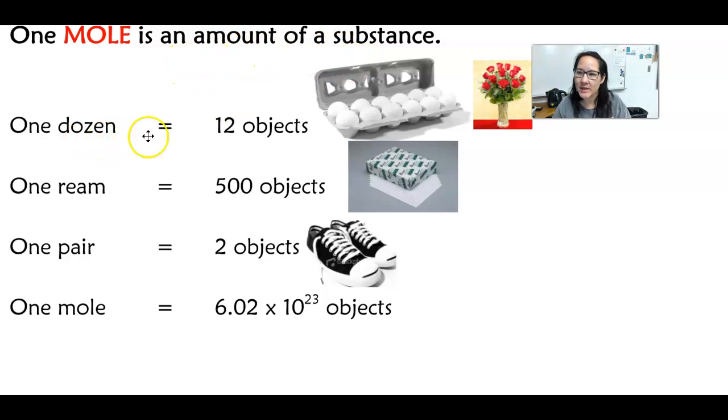Just like 1 dozen is 12 of an object, like a dozen eggs, 12 eggs, a dozen roses, 12 roses. 1 ream equals 500 objects. 1 pair is 2 objects. 1 mole is equal to 6.02 times 10 to the 23rd objects.